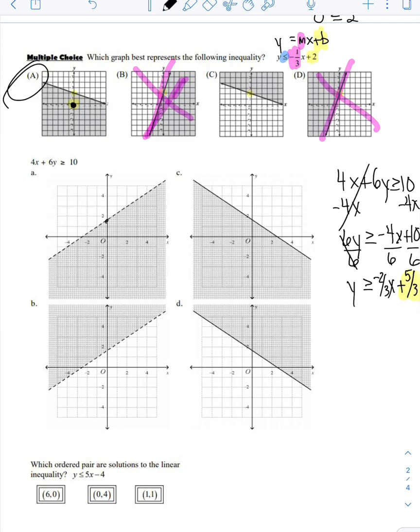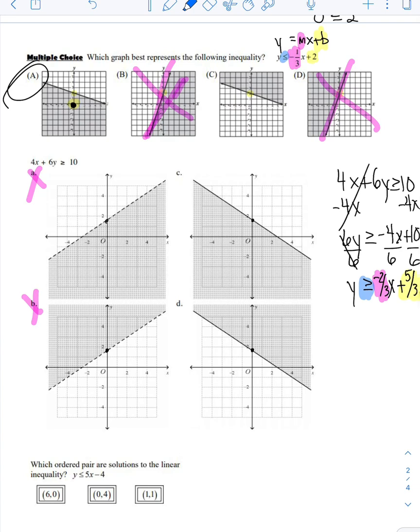And I notice every single one of these has the same exact y-intercept, so that doesn't help us. Next, I'm going to take a look at my slope. I notice my slope is negative. So automatically, I can get rid of A and B. Well, there's another reason A and B are wrong, or not good choices. They have dotted lines. When looking at the inequality sign, they should have solid lines.